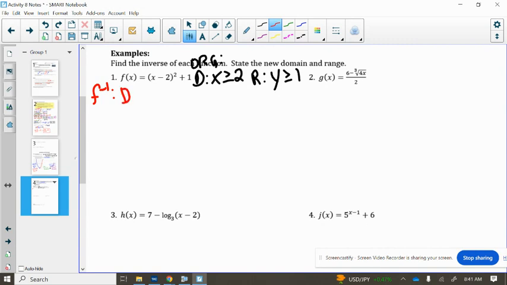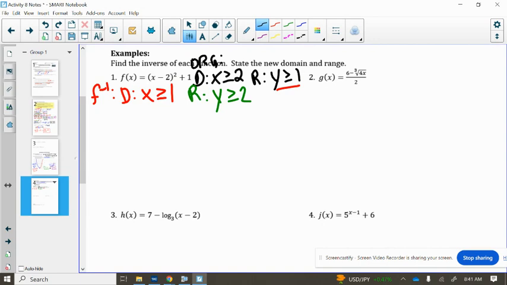The domain is now going to be the range of the original. So our x values are going to be greater than or equal to 1. And then the range in our new one is the original function's domain. So y values are going to be greater than or equal to 2. So we flip that around. And we can confirm at the end when we actually look at this.